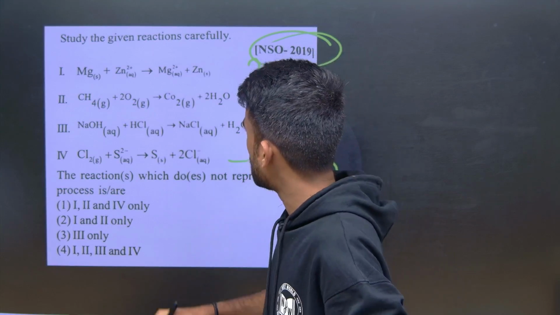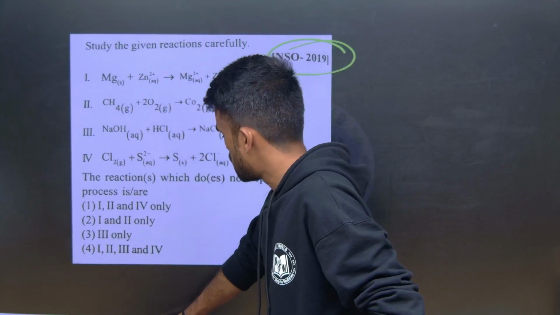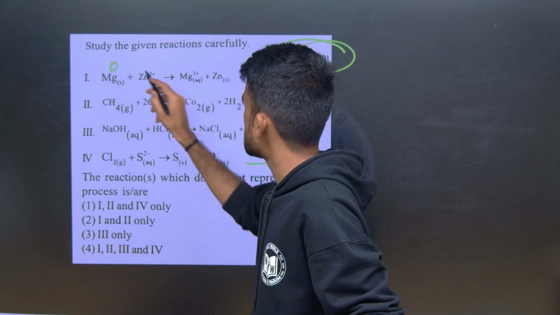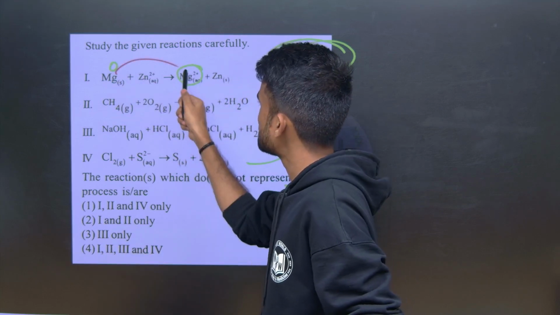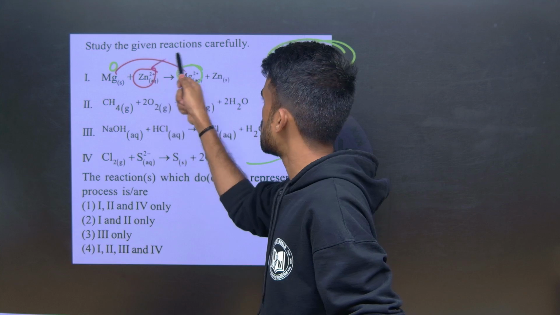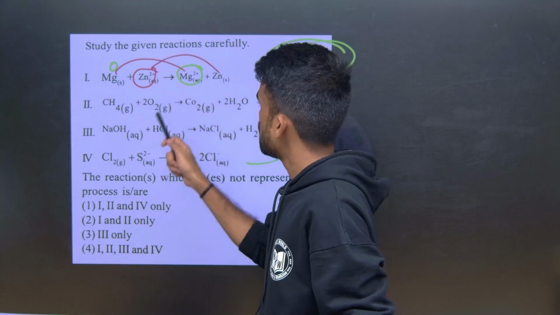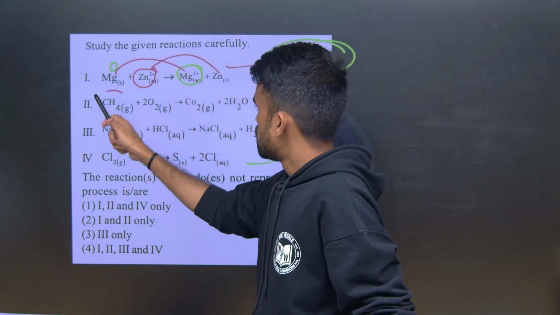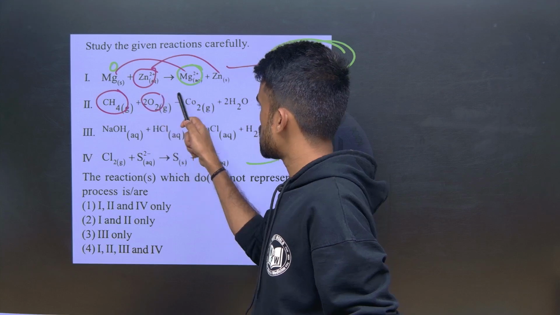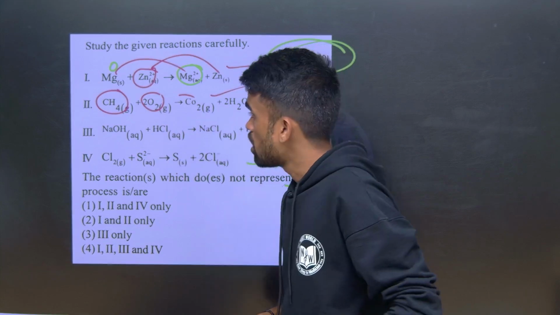Now here, manganese in atomic form, so it is 0 oxidation state, converting into +2. So what is this? Oxidation. Zinc +2 converting into zinc, reduction. Okay, this is a redox reaction. Carbon, upon treating with oxygen, carbon dioxide is formed, so this is also an oxidation process.